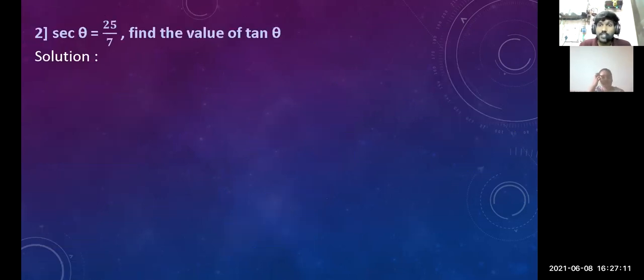Okay, we'll do the next example sum itself. So we'll do plenty of example sums before starting the actual exercise. Okay, so the second one says sec theta is equal to 25/7. Then find the value of tan theta. Now, before we start this sum, can you tell me which identity has a sec and tan?